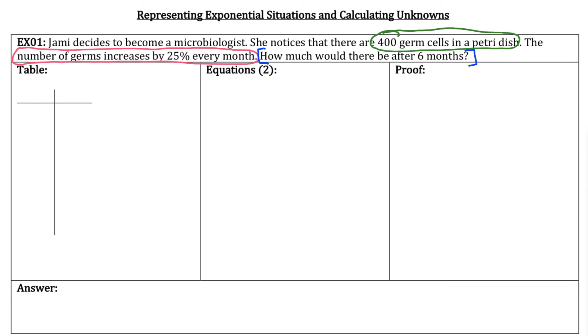So, first thing I want you to do is let's create a table. We're talking about germs and months. We have germs is what we care about after months. So germs, months. I'll put 0 months, 1 month, 2, 3, and it wants to know 6 months. I should leave some space. I'm pretty sure I'm going to need it.